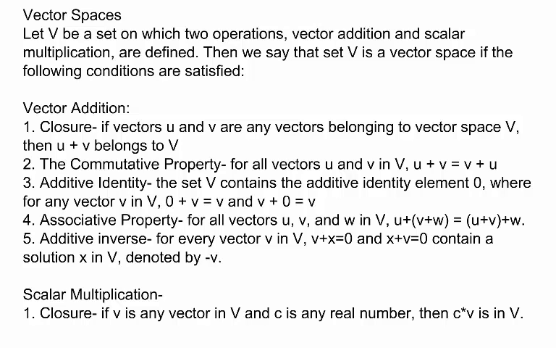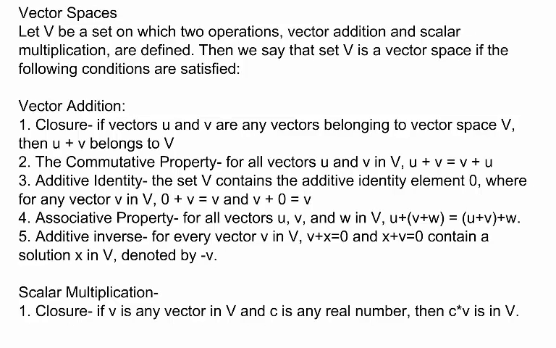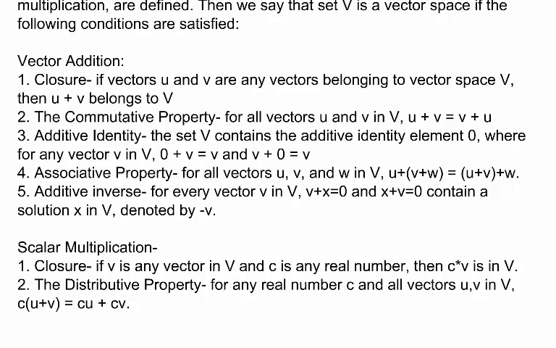Now let's look at the properties for scalar multiplication. The closure property states that if v is any vector in vector space V and c is any real number, then c times v is in vector space V. Next is the distributive property, which states that for any real number c and all vectors u and v in vector space V, c times (u plus v) is equal to c times u plus c times v.